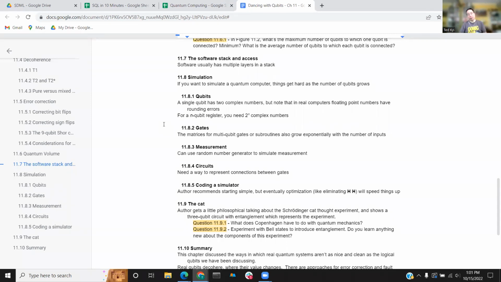So it would be non-trivial. I don't think it'd be hard, but it would be non-trivial to make sure you're evaluating all of your gates in the right order, especially if you're going to try to optimize things and speed things up. All right, so that's the little bit about that.